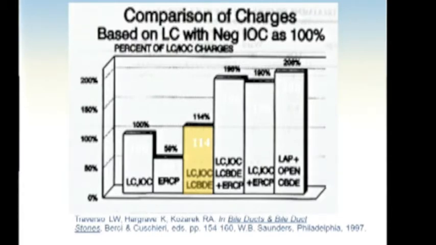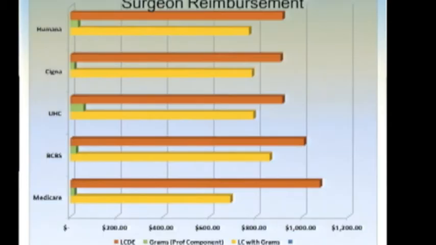Bill Traverso, in another paper that he wrote, showed this center line with the yellow bar is lap chole and laparoscopic common duct exploration to clear the stones from the duct. These three bars on the other side here are basically twice as much, choosing ERCP or open common duct exploration. So this still, way back then, even in 1996, turned out to be the best way to do this.